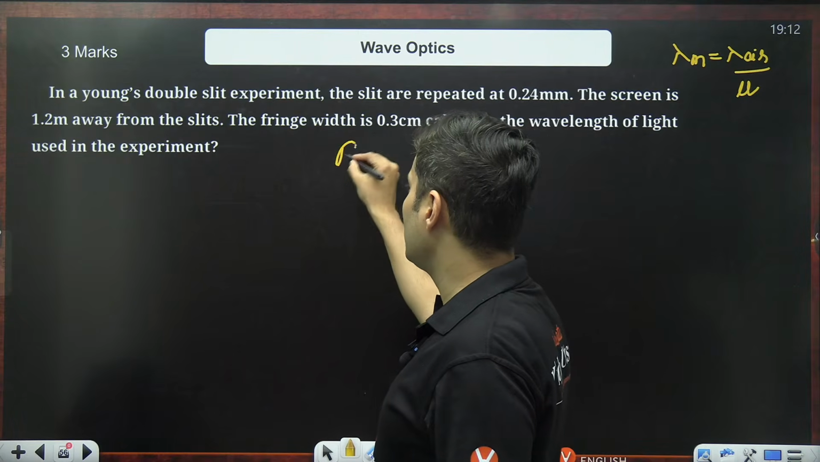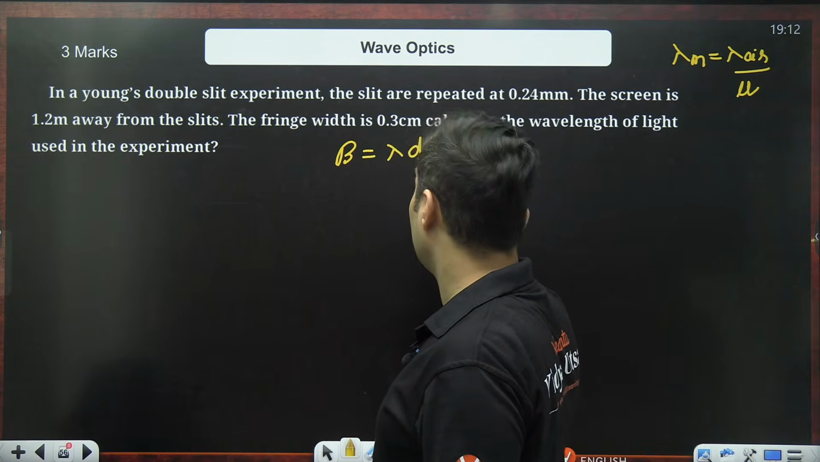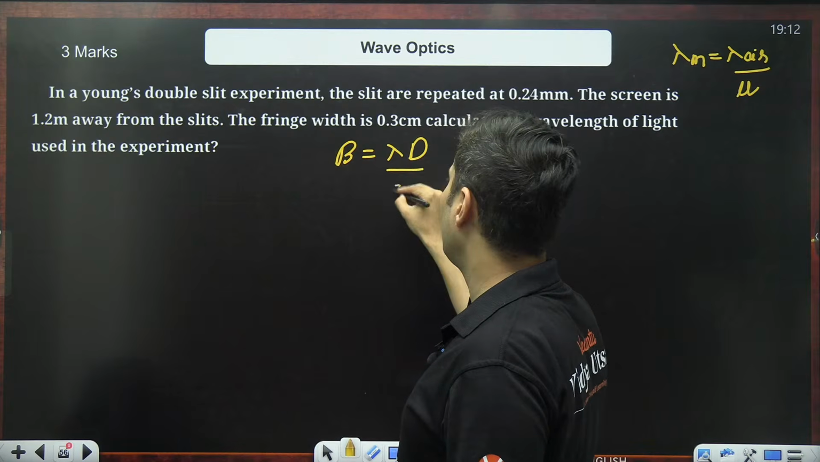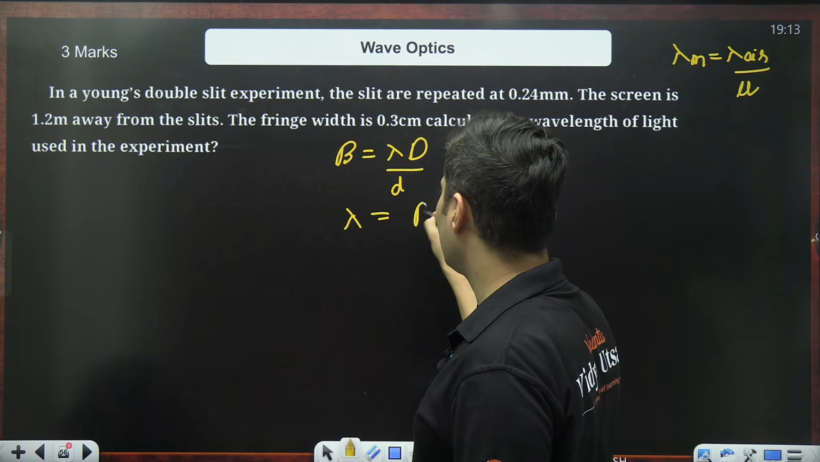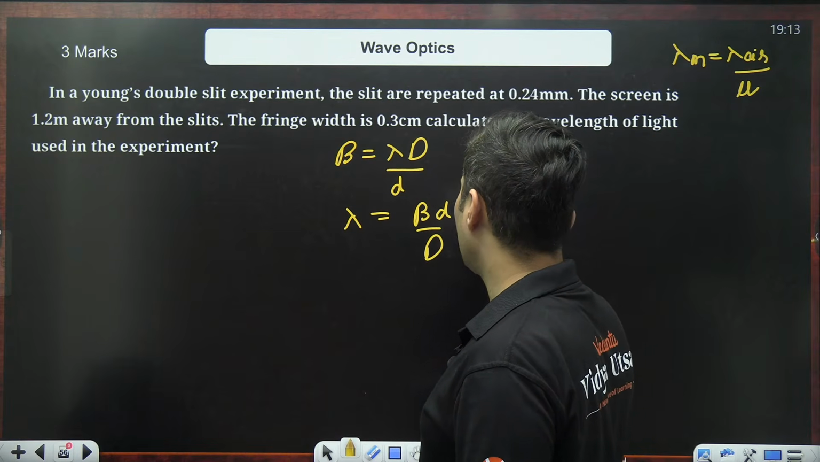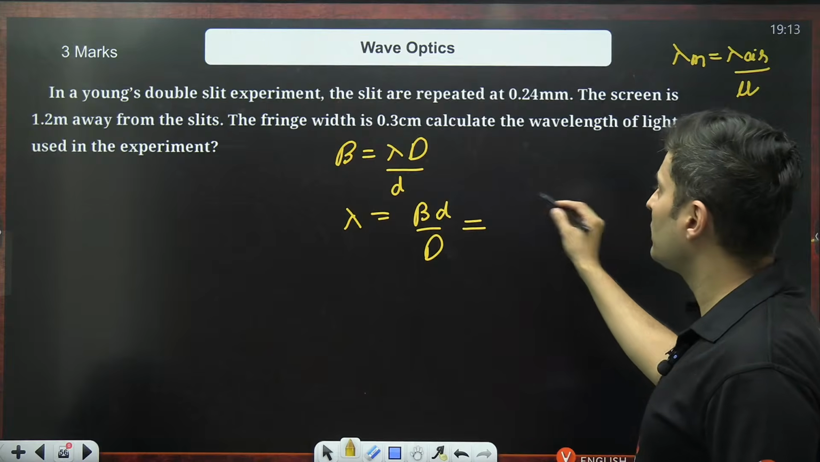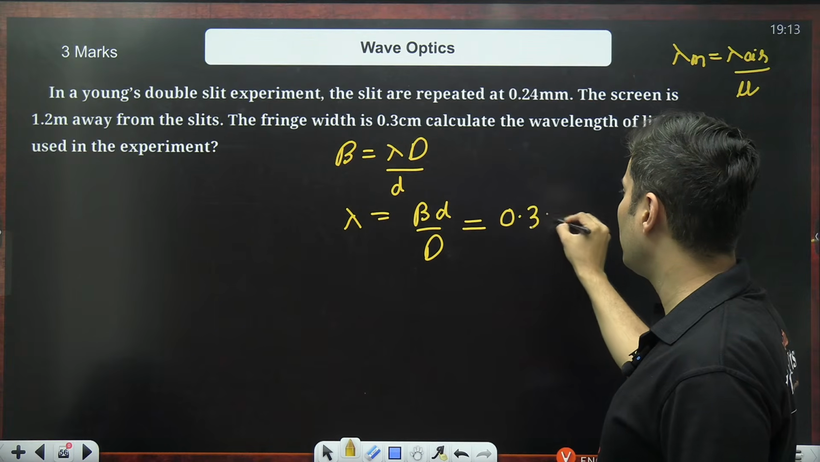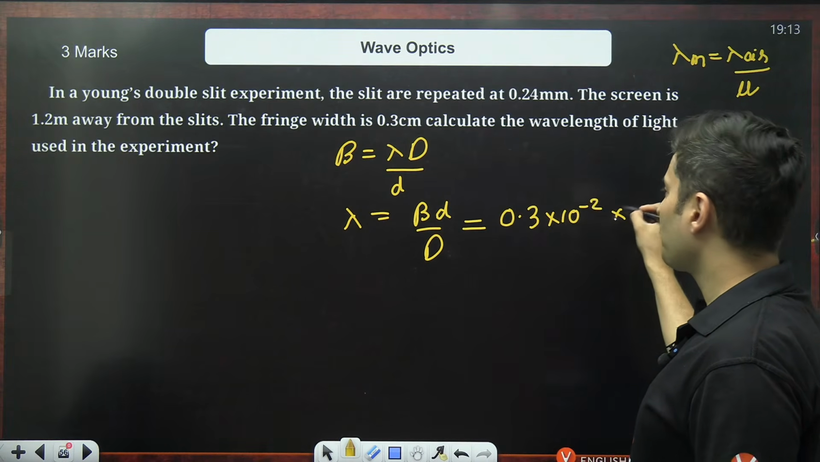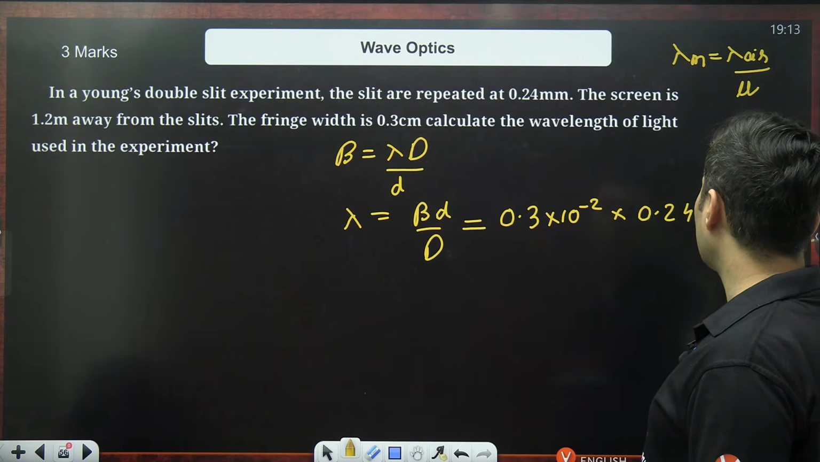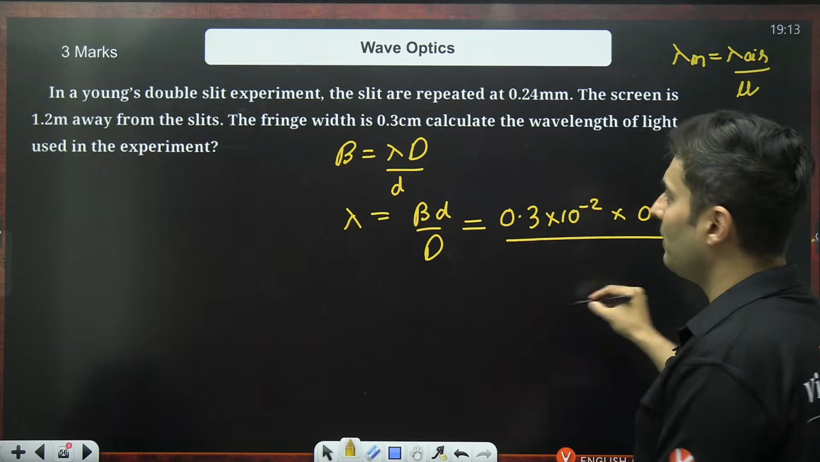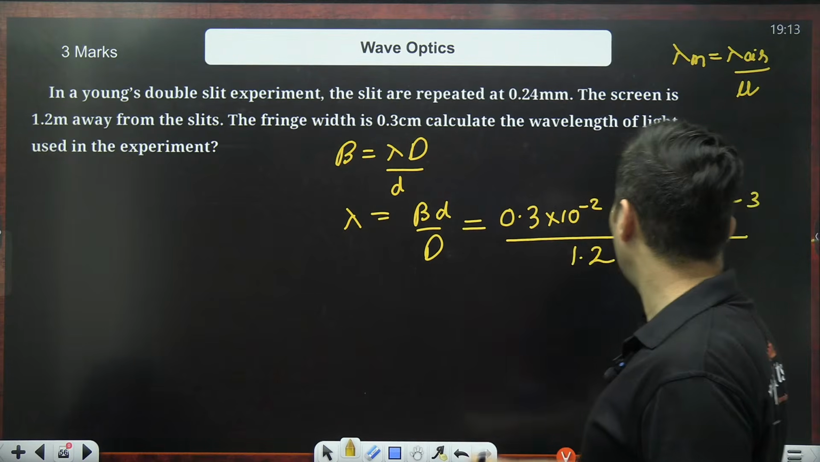In this case, just use beta is equal to lambda capital D divided by small d, and calculate the wavelength of light they have asked. So lambda will be nothing but beta d by capital D. Fringe width is already mentioned as 0.3 centimeter, so 0.3 into 10 to the power minus 2. Small d is 0.24, so 0.24 into 10 to the power minus 3. And the whole thing divided by 1.2 over here.